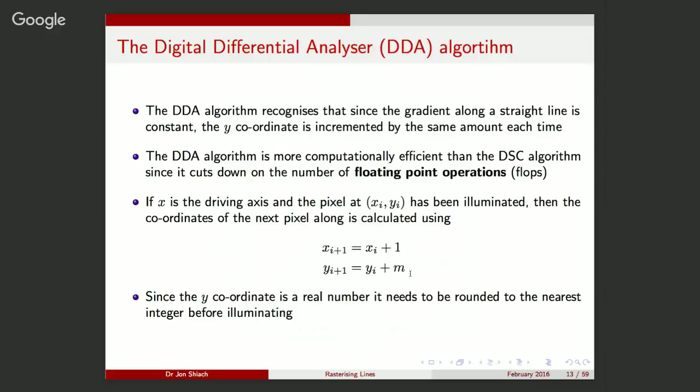The Y coordinate is a real number, i.e. it's got decimals. We need it to be a whole number, so we round it to the nearest integer before illuminating. And this cuts down on what we call floating point operations. These are operations that the computer's having to do. Things like division are actually quite difficult for a computer to do. I know modern computers will do it within a fraction of a second, but if you compound that over lots and lots of pixels, lots and lots of operations, it does slow it down. So it's more efficient.